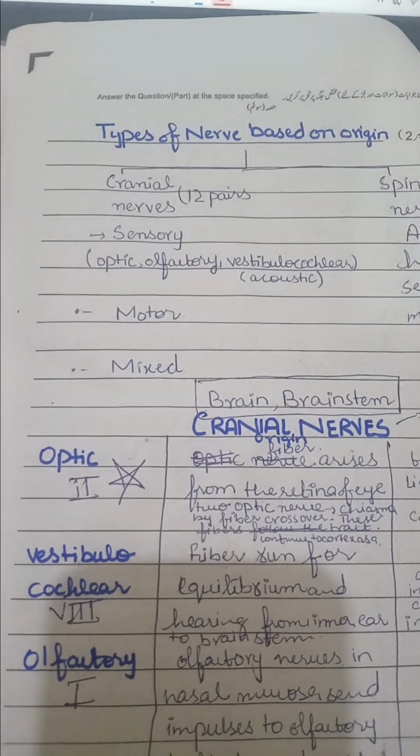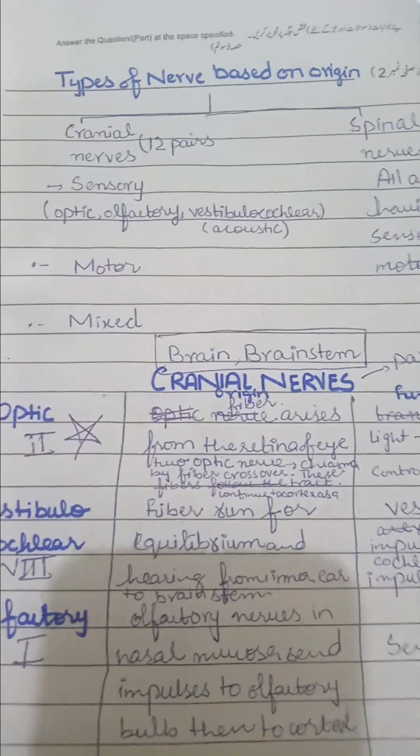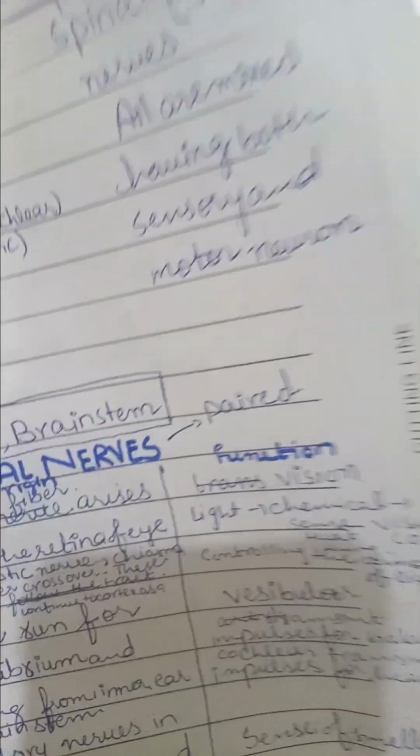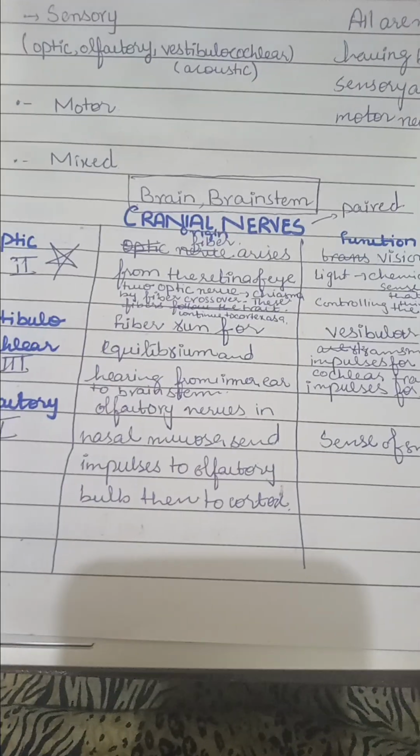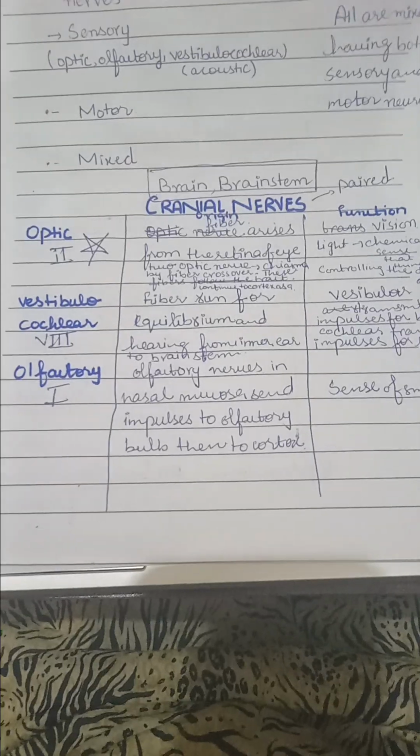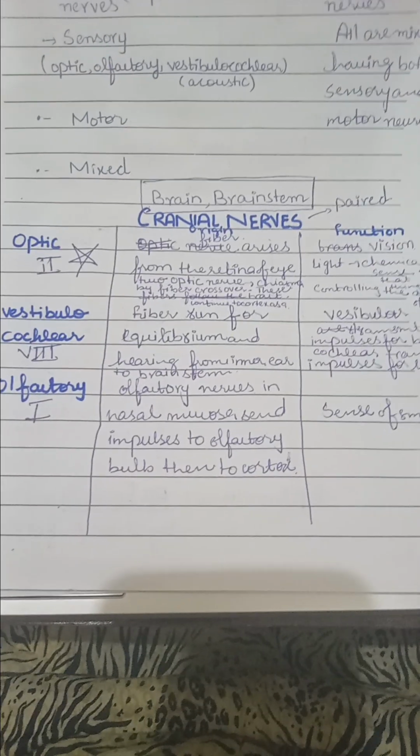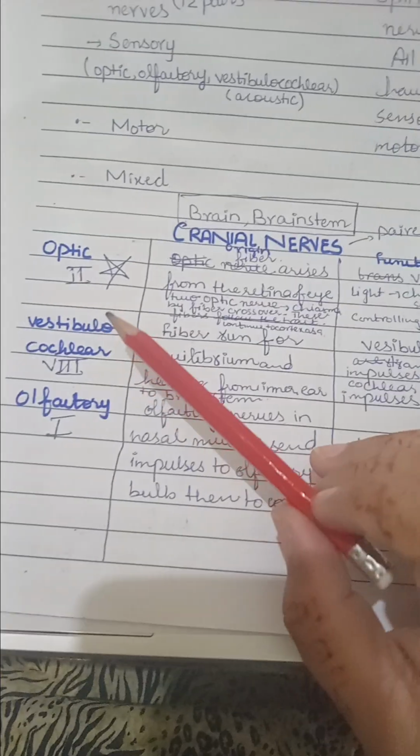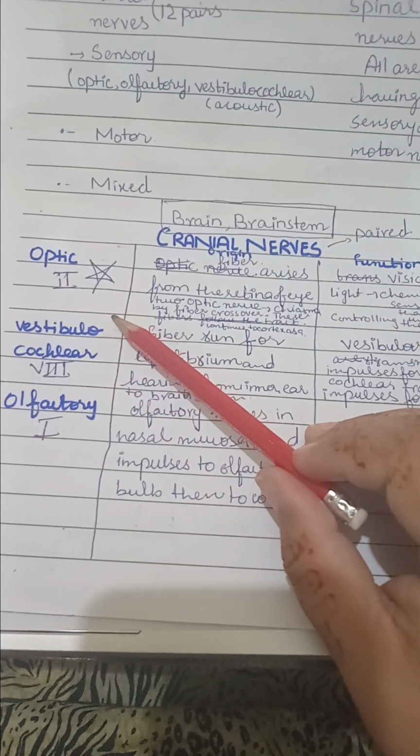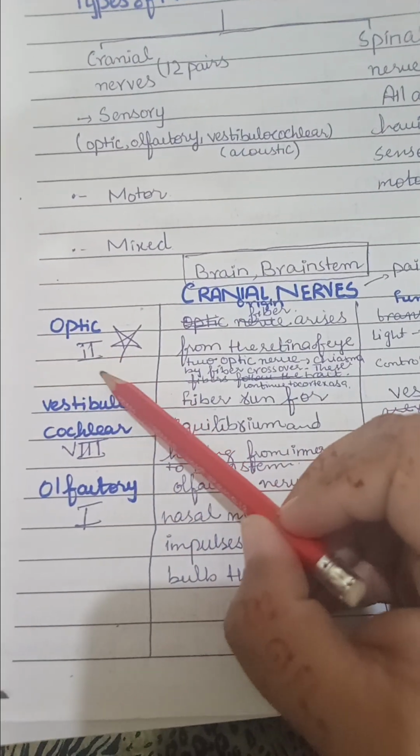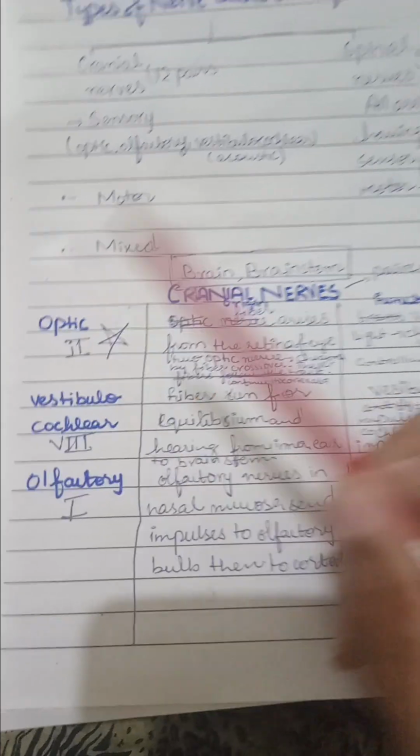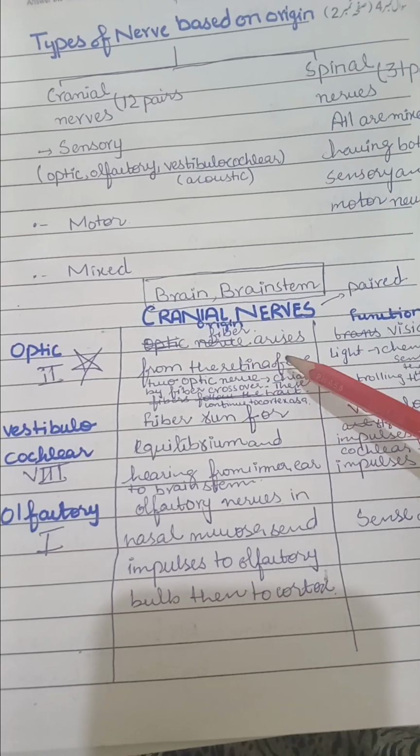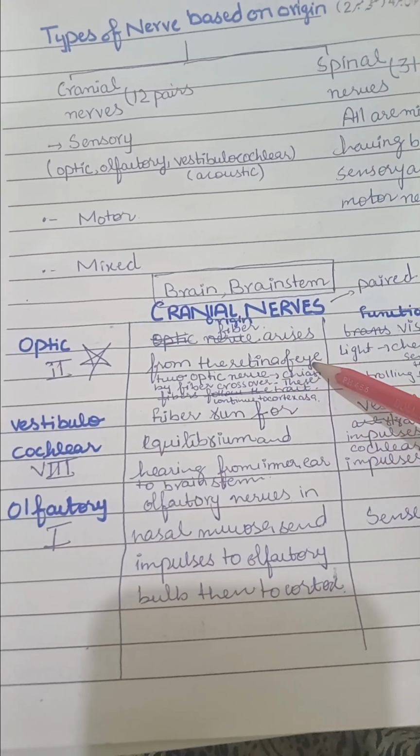Now we will discuss in detail what the cranial nerves are. First of all, if we talk about purely sensory cranial nerves, we will discuss first of all the optic nerve. The optic nerve is cranial nerve 2, and it is arising from the retina of the eye.